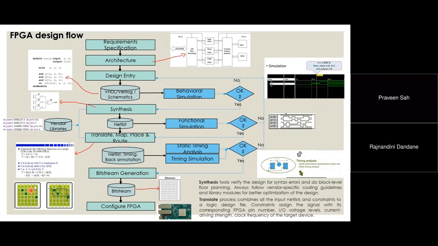You place all those logic blocks in this, and then you route it. So this is place and route. You see how it is routed. So this is translate, map, place and route.